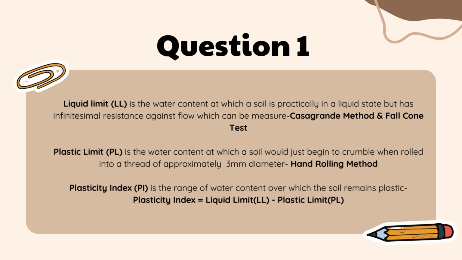Plasticity index is the range of water content over which the soil remains plastic. So the formula for plasticity index is liquid limit minus plastic limit.